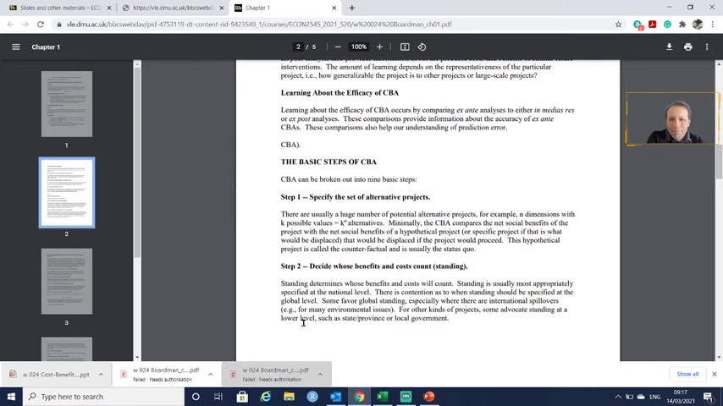So the hypothetical project against which we compare a certain project is called the counterfactual, and it's usually the status quo. We can also think of the status quo as a solution: doing something, not doing something, or performing a different solution.